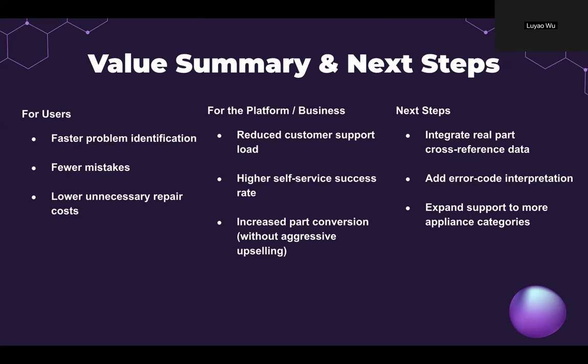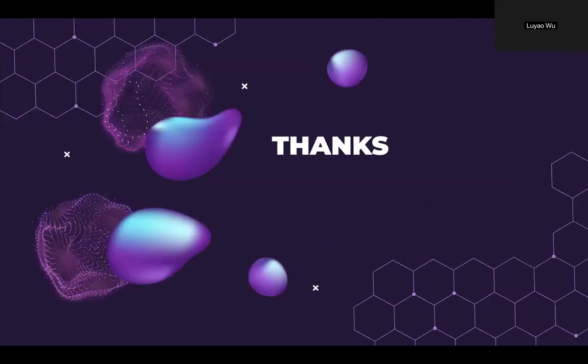Integrate real part cross-reference data as we showed earlier, and we can add error code interpretation. So if a user encounters a specific error code, we can give them more guidance about that error code. And we can expand support to more appliance catalogs. For example, now we use the dishwasher and refrigerator. We can try to cover all the products that we have here. So that's sort of the quick demo of our product, the AI chatbot that I built. And if you have any questions, feel free to reach out.